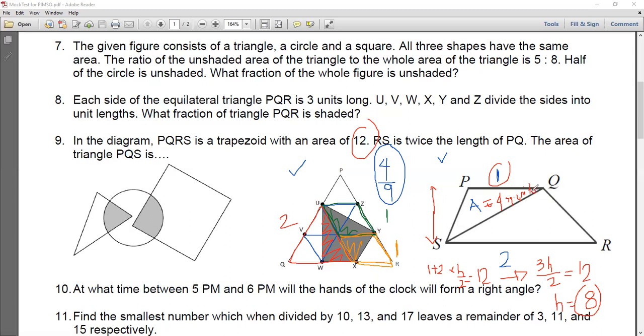Okay. Number 7. Let's go back to number 7. Given the figure, so this is for number 7. So again, this is recorded, so okay lang yan.